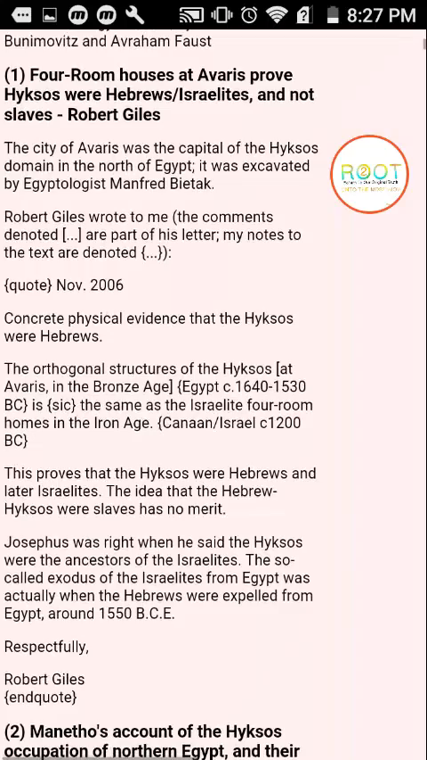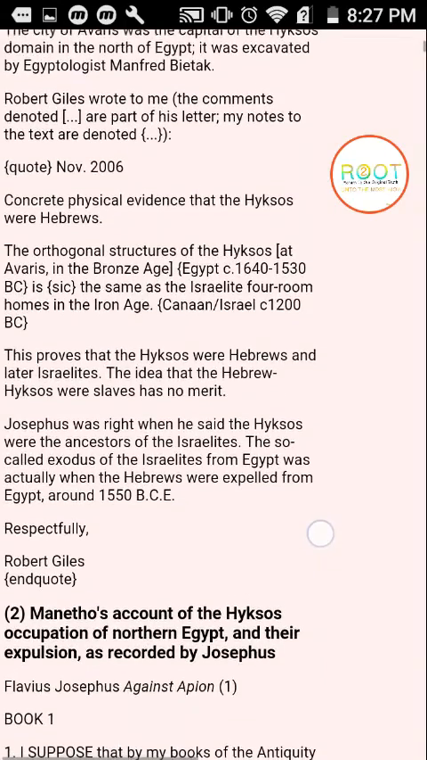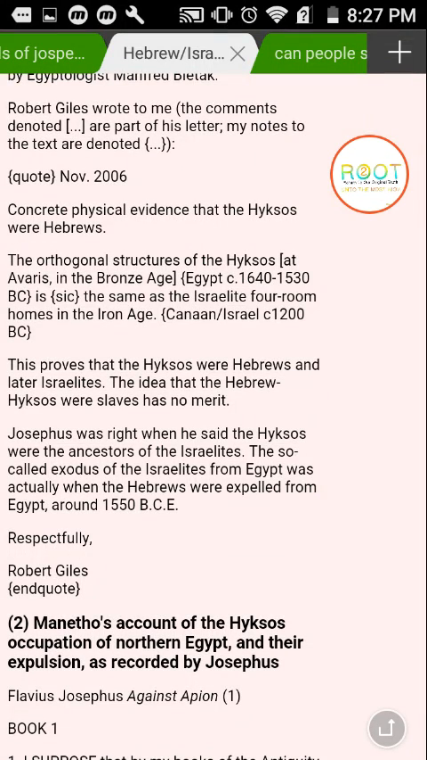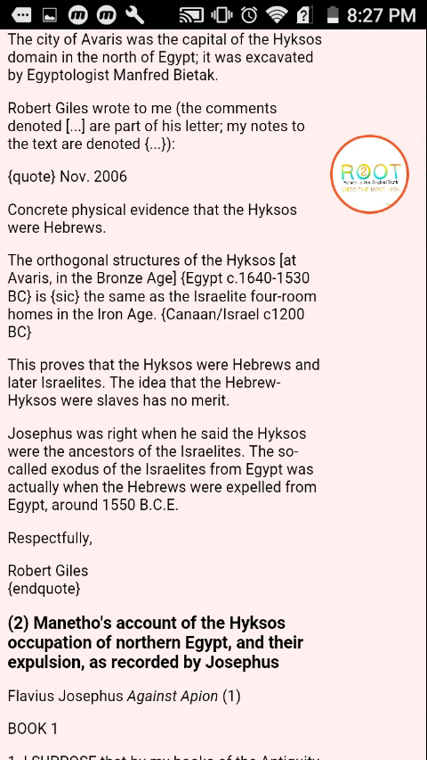Okay. Let me go down here and see if there's anything I want to read. They say here, it says, this proves that the Hyksos were the Hebrew Israelites.